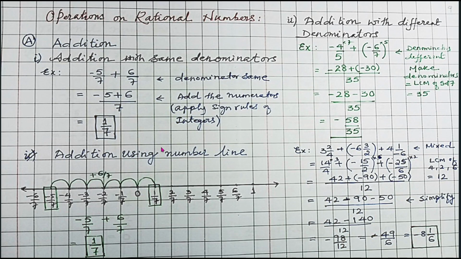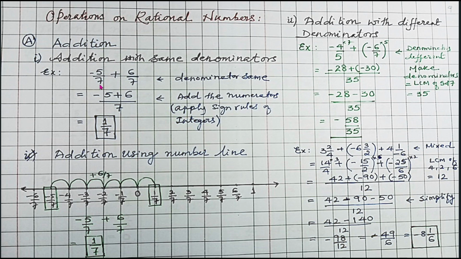Now the next important topic of our discussion is the operations on rational numbers. When I say operations, the very simple, fundamental mathematical operations are addition, subtraction, multiplication and division. So let us begin with the addition of rational numbers.